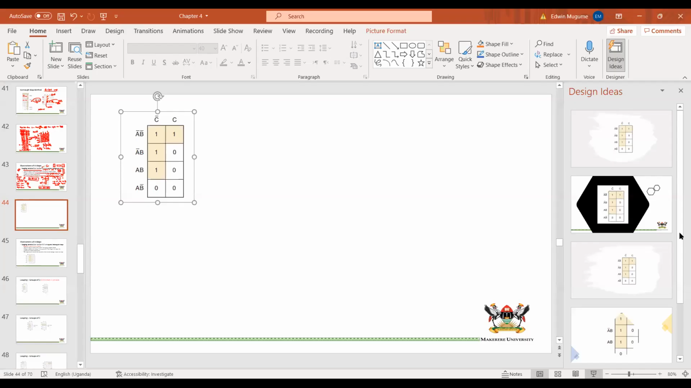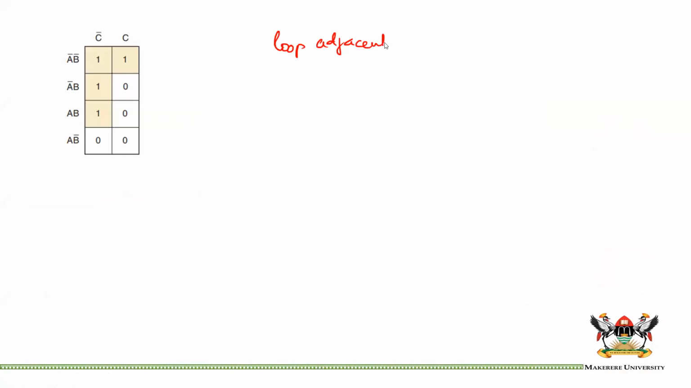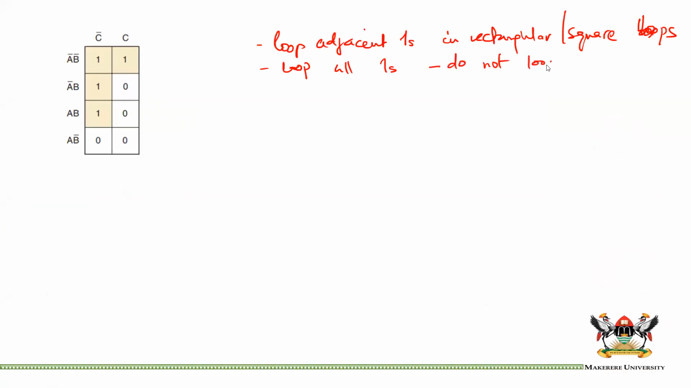Loop adjacent ones in rectangular or square boxes or loops. Number 1. Number 2, loop all ones. Make sure that all ones are looped. Do not loop zeros.